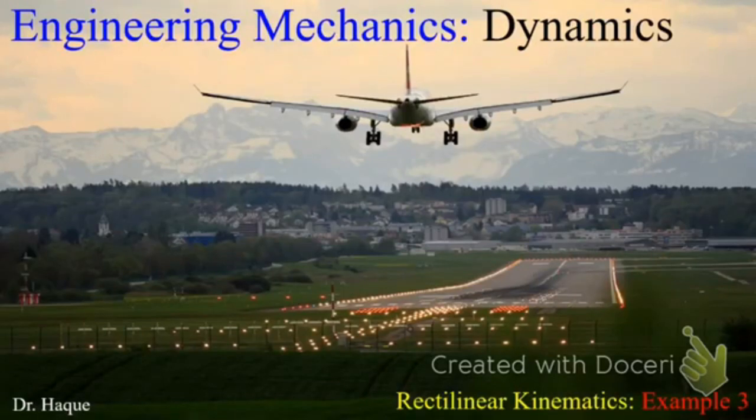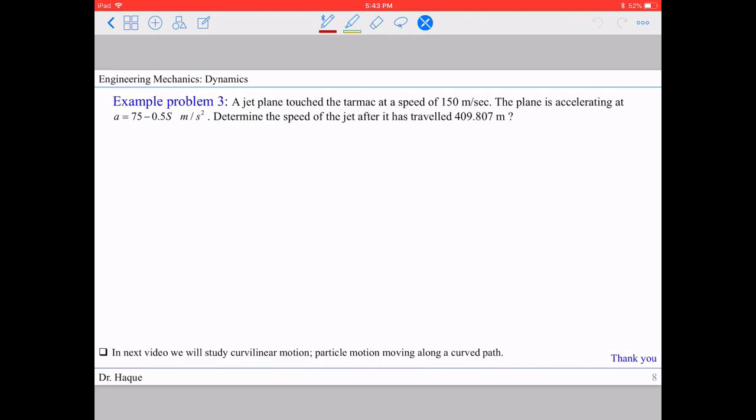And this is our last and final problem on rectilinear kinematics, example 3. The problem involves a landing scenario where a plane touches down on the tarmac with a given initial velocity, and we're going to measure how far it can go given a certain distance. What would be the velocity after a certain distance if we know the acceleration? So let's see the problem.